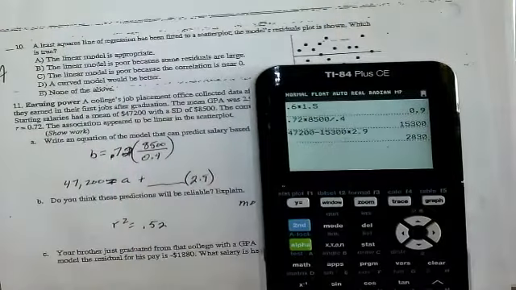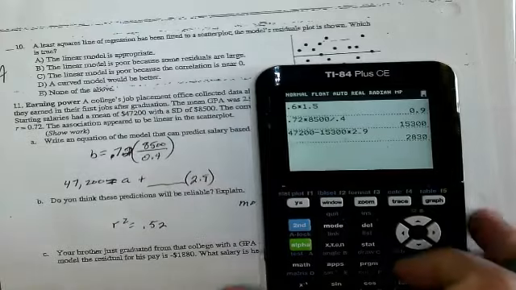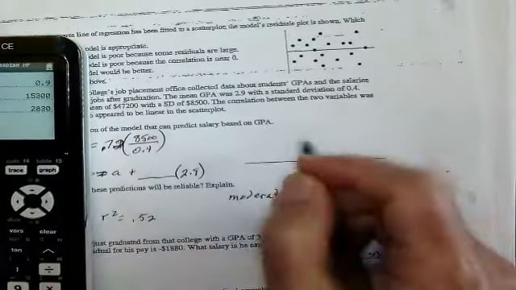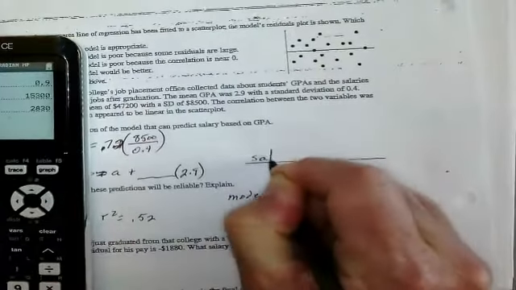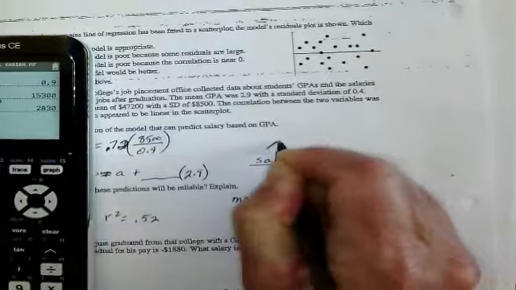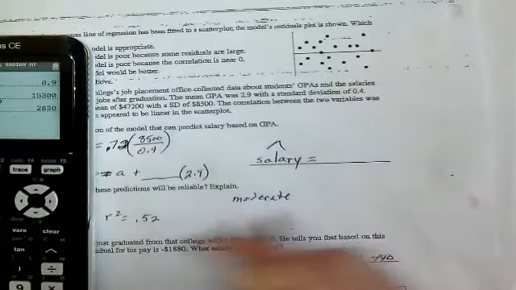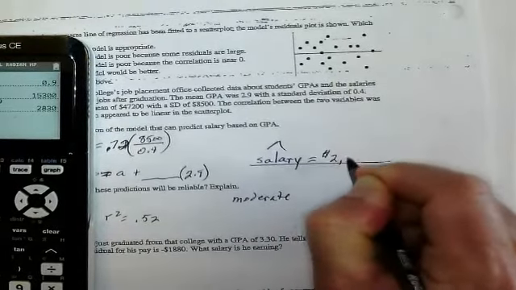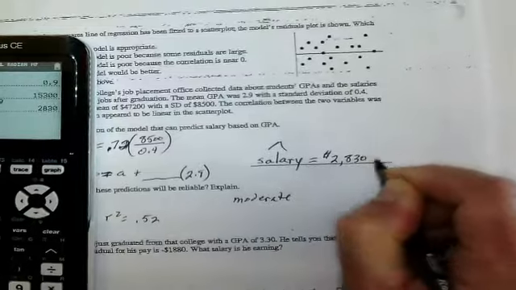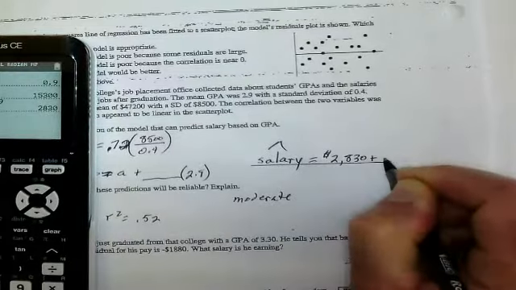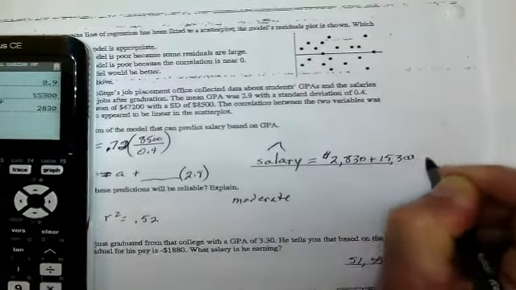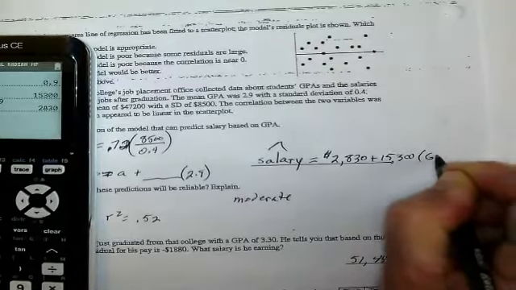So our equation, let me find my pen, becomes this. Salary hat equals $2,830 plus 15,300 GPA.